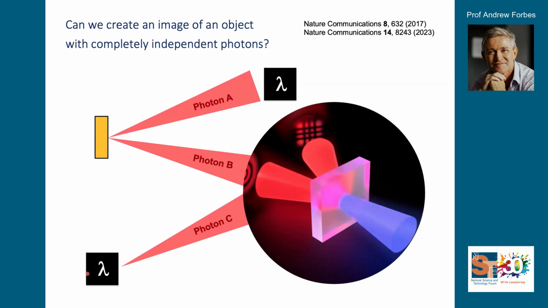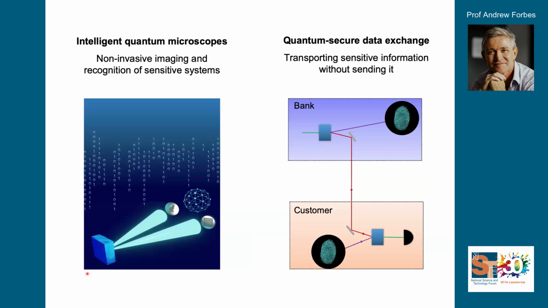And what that allows you to do is to move into interesting applications. So where we're going with all of this, to wrap up the talk, is that we want to have an intelligent quantum microscope that can image very deeply into tissue. And with the independent photons, we want to show that we can do quantum secure data exchange. We have a system where the bank can send one of these photons to the customer. The customer illuminates that photon with their object, and then the bank immediately sees an image of that object.